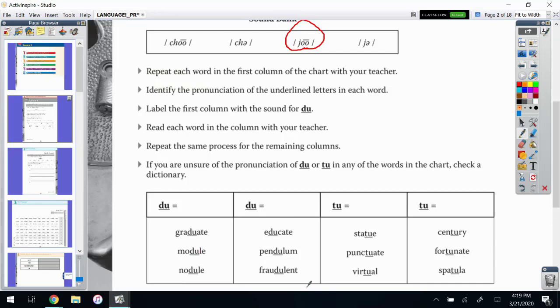Let's look at the second column. Educate, pendulum, fraudulent. I hear a schwa sound in those words, and I also hear ja. Ja, educate, pendulum, fraudulent. So you're going to put this one in this column here.